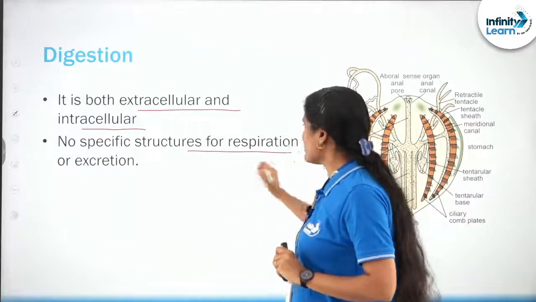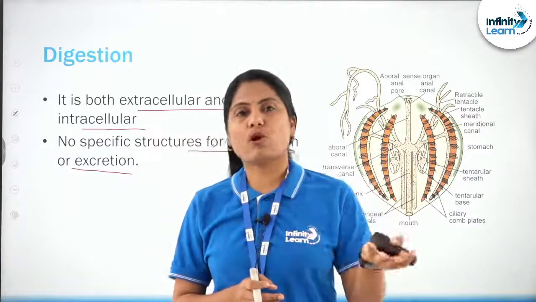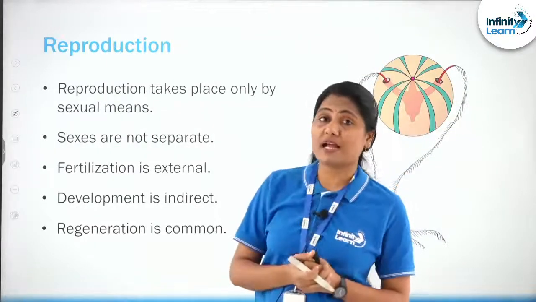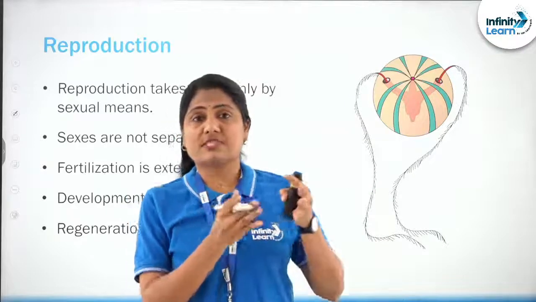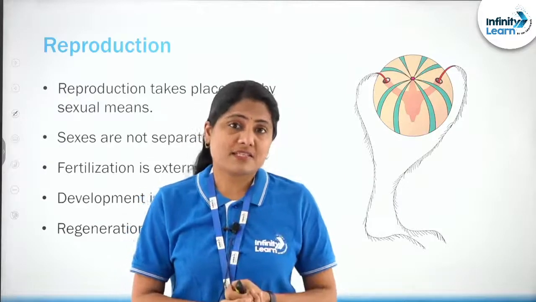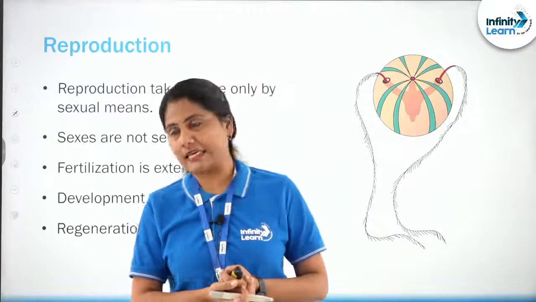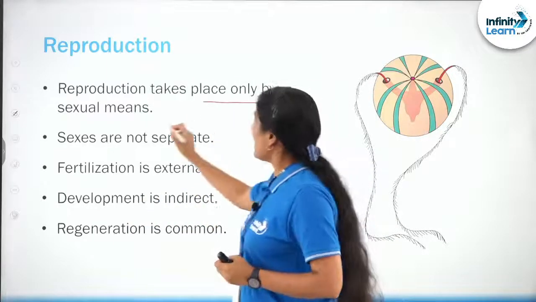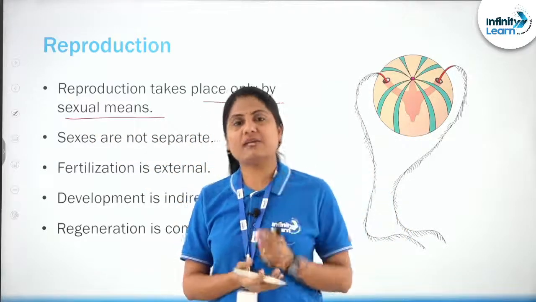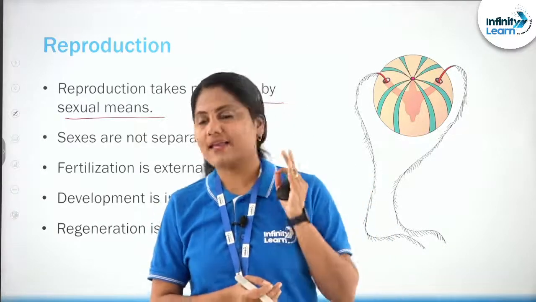No specific structures for respiration or excretion, right? So it's just the body wall which helps with the diffusion or the exchange of gases. Now this is something that sets these organisms aside compared to the Cnidaria. What did we observe in Cnidaria? Something called metagenesis. If you recall, both sexual as well as asexual reproduction take place. These organisms reproduce only by sexual means. Again, a previously asked question, very, very important. It is going to reproduce only by sexual means.